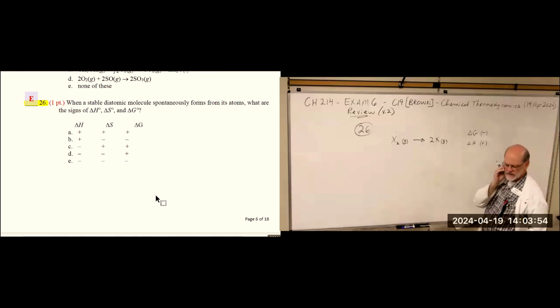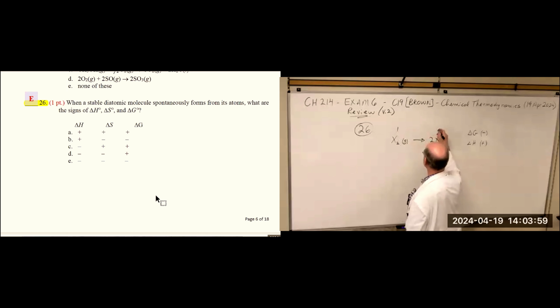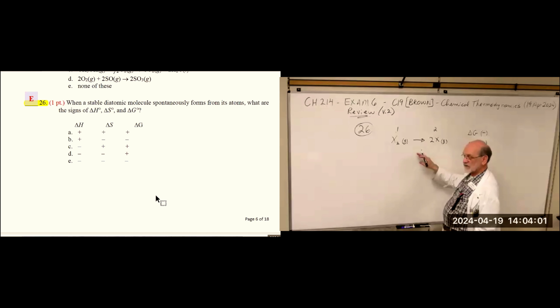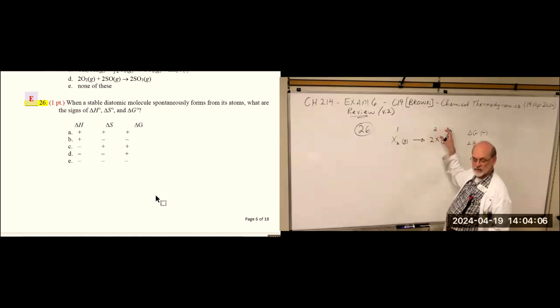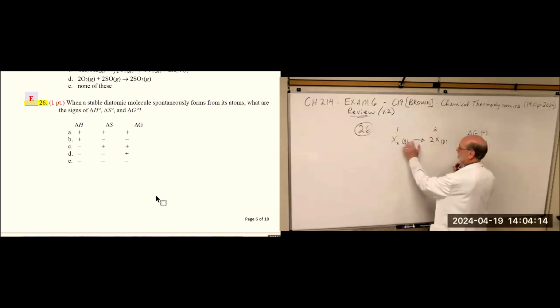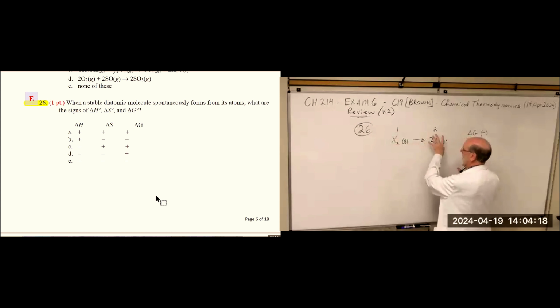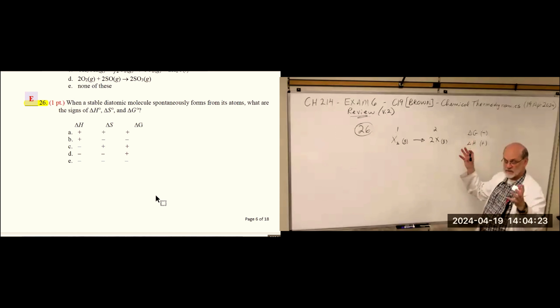Well, maybe we can't calculate delta S, but we can reason delta S because this is 1 mole and this is 2 moles. So delta S is positive. You're going from 1 mole of particles to 2 moles, right? More disorder. You've got 1 mole of the diatomics here, now you've got 2 moles in the same space. That means the number of microstates had to increase in order to accommodate them. So delta S should be positive.